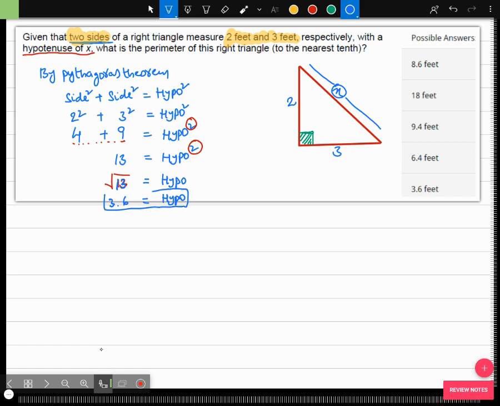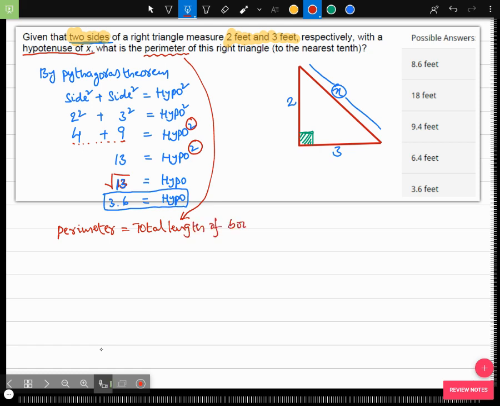But that's not the end of the story, because the question is, what is the perimeter? So this is another part. Please remember, perimeter means the total length of the boundary line. Total length of the boundary.